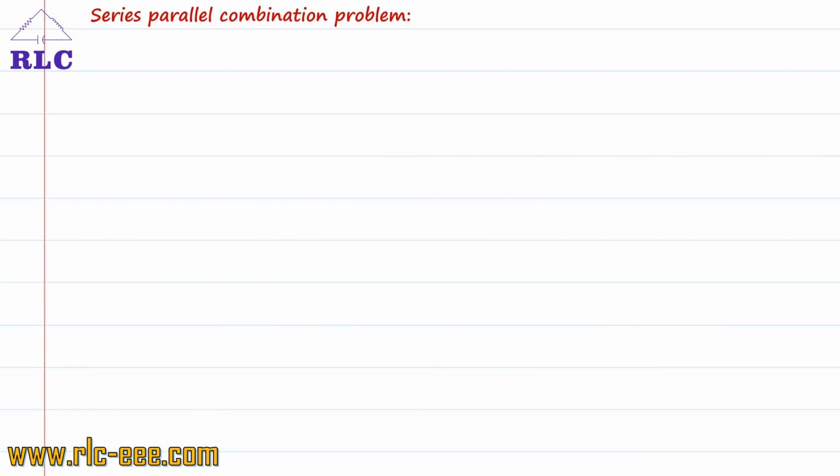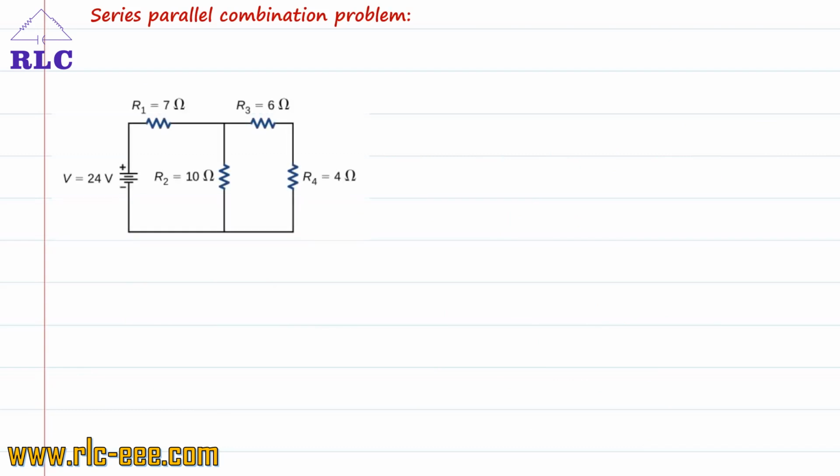Okay. The next problem is on series parallel combination. This is problem number 3. They have given the circuit, all the resistance values and the voltage value. So you need to simplify this circuit. How to simplify? You need to make an equivalent circuit diagram.